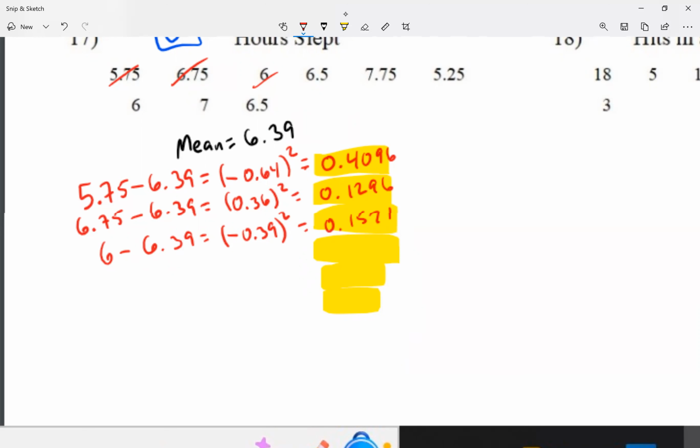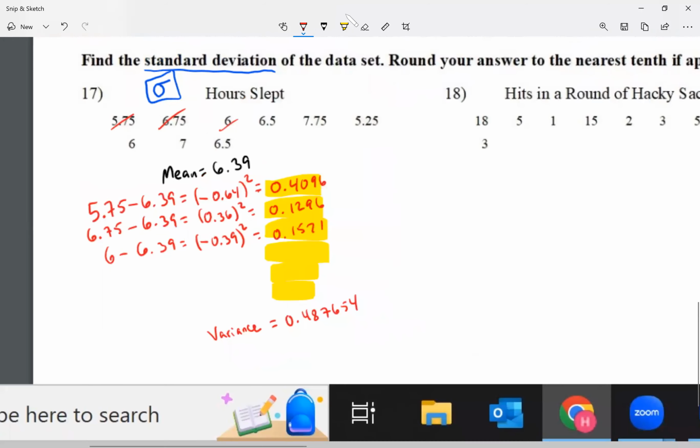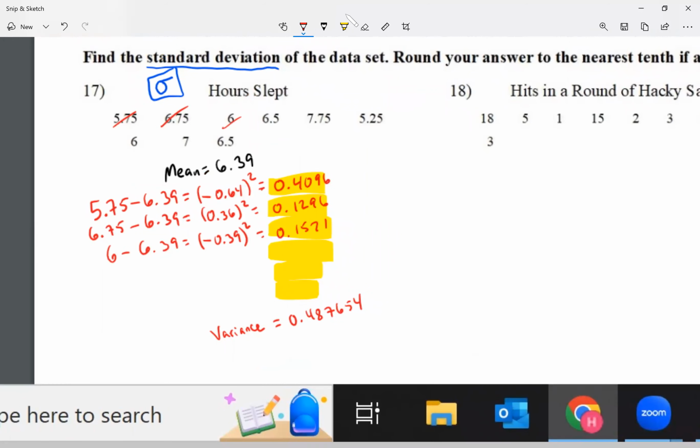Now, from those new numbers that I got, let me find the average of that. So I'm going to add them all divided by 9 because there's 9 of them. So I'm going to say my variance, because once I find my variance, that's basically the average of that. My variance, according to my calculator, is 0.487654. So I don't want to waste your time, so I skipped a few steps. That's my variance, but my instructions here are not what's the variance. I'm asking the standard deviation.